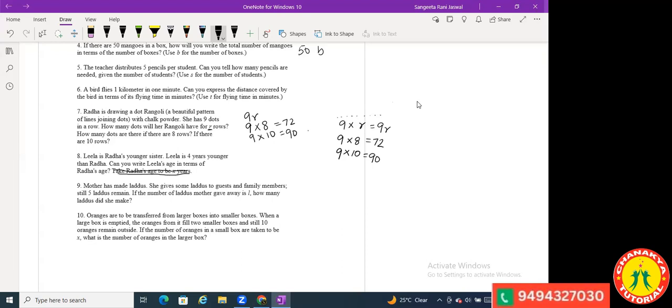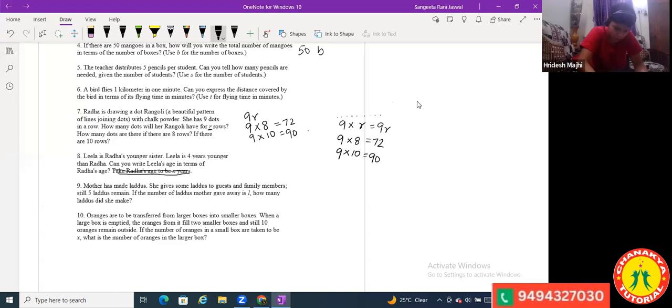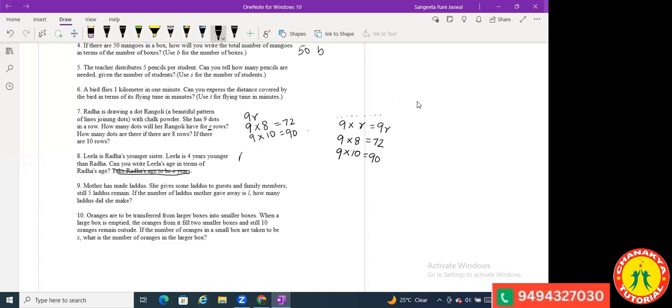Let me check others also. Now see here, Leela is Radha's younger sister. We are not given anything about Radha, so we'll take Radha's age to be x years. I said the statement for which we are not given any information, we take it as variable. Nothing is given about Radha here, so I will take Radha's age to be x years. You got it? Yeah. So Radha's age is x.